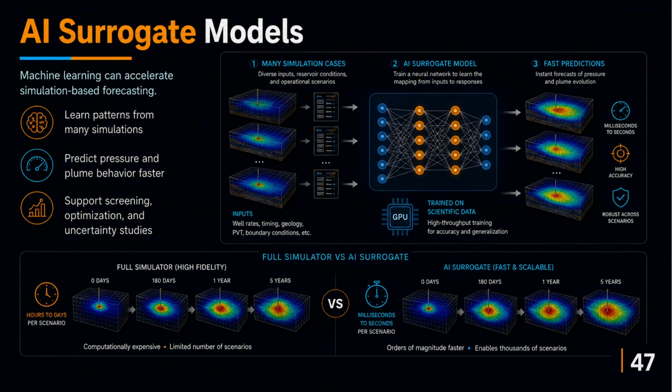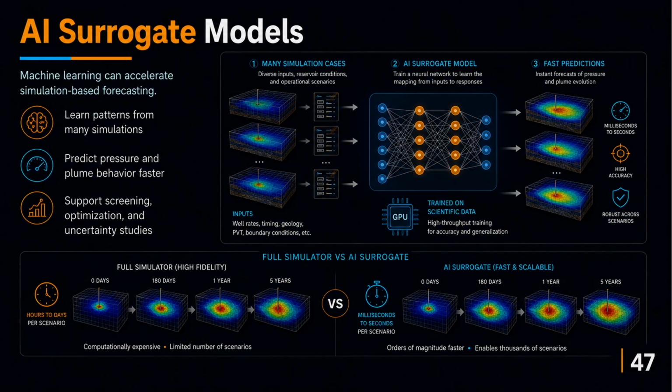For example, we can test thousands of CO₂ injection strategies or hydrogen cycling schedules much faster than using the full simulator for every case. However, we should always remember that the surrogate is not automatically trustworthy. It must be validated on unseen cases. It must be checked for physical consistency, especially mass conservation and realistic plume behavior. It should also report uncertainty where possible. The best use of AI is not replacing the simulator completely. The best use is creating a hybrid workflow where physics generates reliable data and AI accelerates repeated prediction tasks.